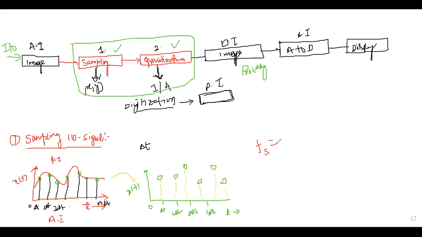Now if I want to find the sampling frequency, it is nothing but 1 by delta t. So what is sampling frequency? 1 by delta t. What do you mean by sampling frequency? Now this is our sampling frequency. मतलब किस टाइम इंटरवल में हम लोग सिग्नल का वैल्यू ले रहे हैं.